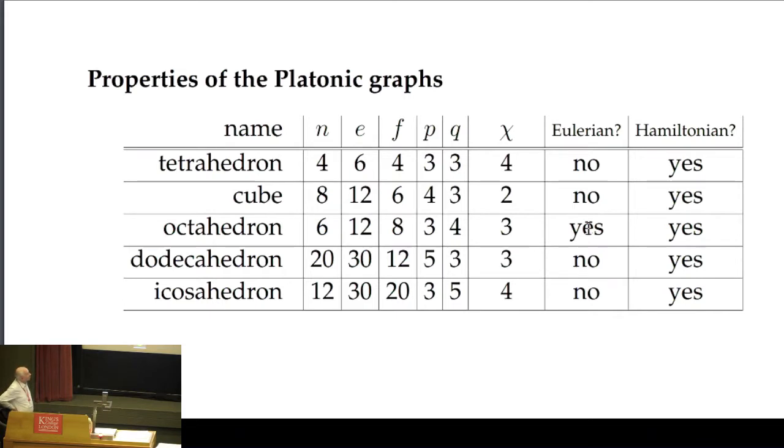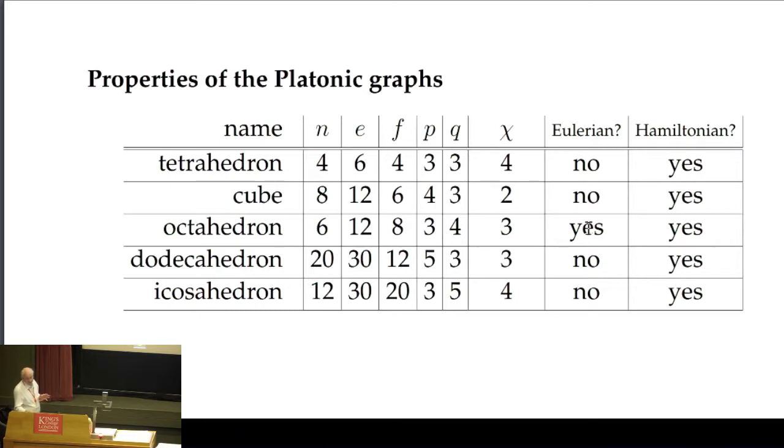It turns out they're all Hamiltonian. Rather interesting. So every Platonic graph has a Hamiltonian cycle. That means a cycle that goes through every vertex. And I'll draw them in a moment. Someone asked me, what's the difference between a cycle and a complete graph? A cycle is just a graph.